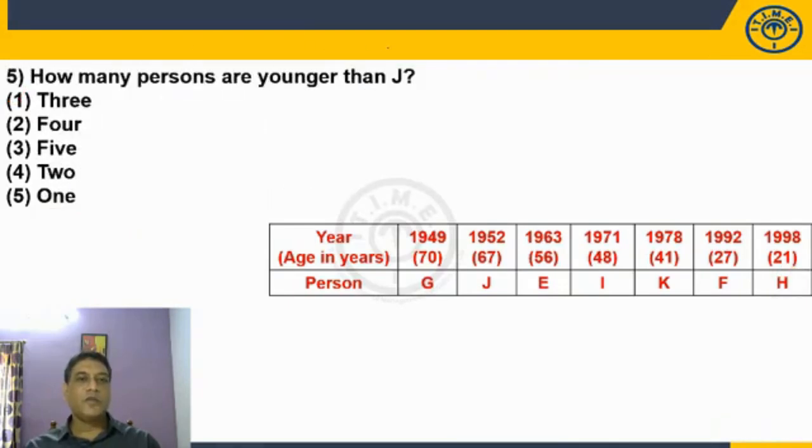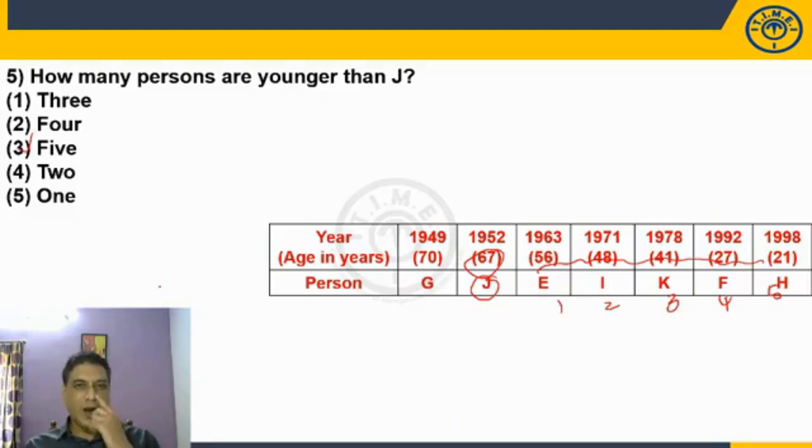How many persons are younger than J? J is here. Younger means who was born after him. So it is 1, 2, 3, 4, 5. J's age is 67, and all these people are younger than J. Five people are younger than J.